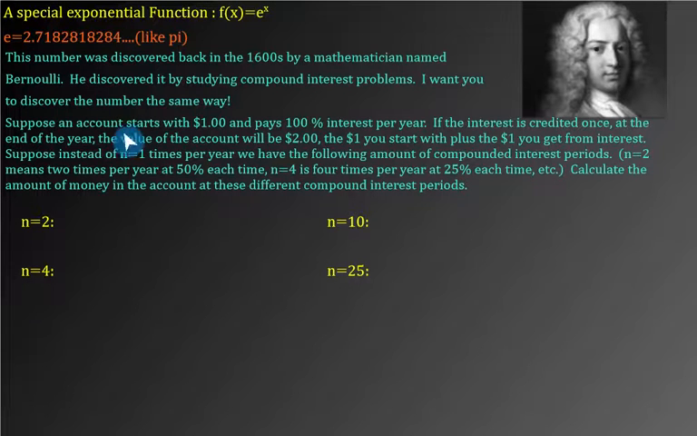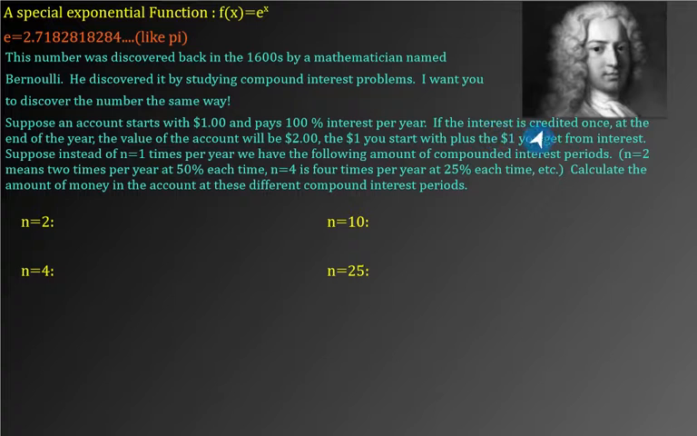So this is kind of the easiest way to just explain it. If you have an account that starts with $1 and pays 100% interest, which is absolutely crazy. In the real world, interest might be more like a fractional percent or something like that. But that is like the theoretical startup point, okay?